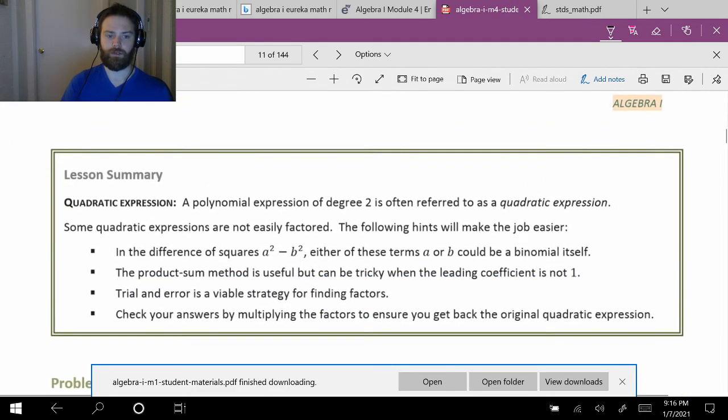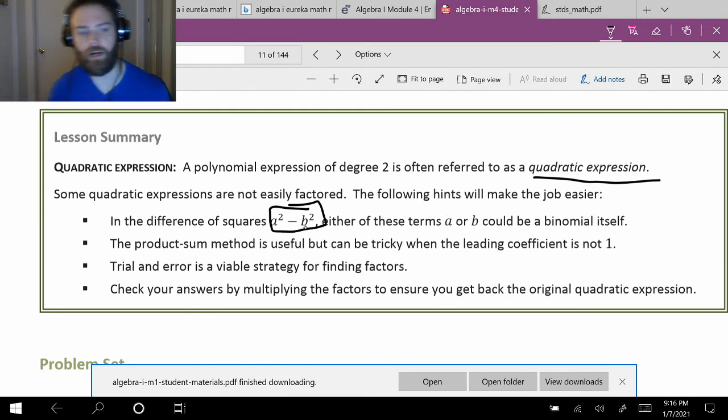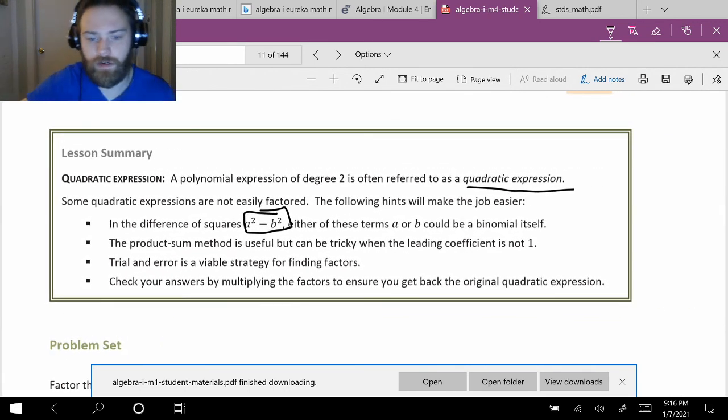Perfect. So lesson summary. Quadratic expression. A polynomial expression of degree 2 is often referred to as a quadratic expression. Some quadratic expressions are not easily factored. The following hints will make the job easier. Difference of squares. A squared minus b squared. Either of these terms, a or b, could be a binomial itself. The product sum method is useful, but it can be tricky when the leading coefficient is not 1. Trial and error is a viable strategy for finding factors. Check your answers by multiplying the factors to ensure you get back the original quadratic expression.